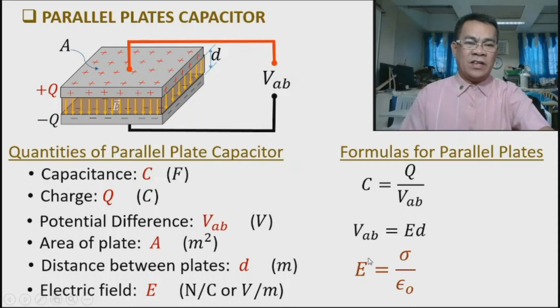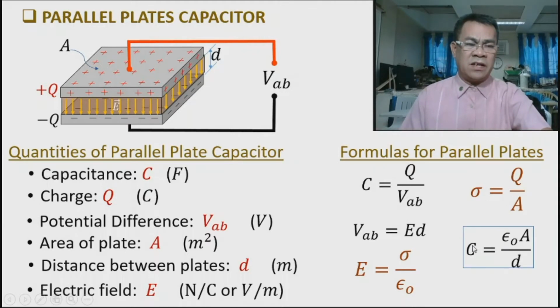Then, the electric field, take note again, we did this one in our previous slide. The electric field for the parallel plates is just the surface charge density divided by the permittivity. Then, the surface charge density for our parallel plates only is Q over A. Then, this is the derived capacitance in terms of area and D. It should be the permittivity times A divided by D. These are the important formulas.